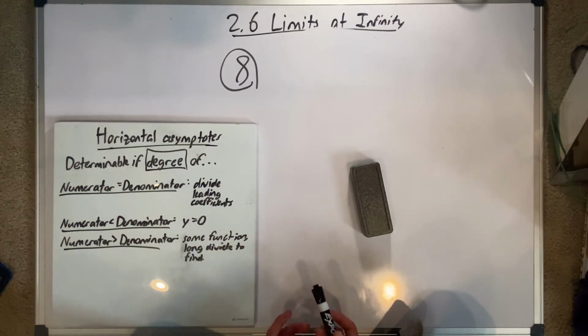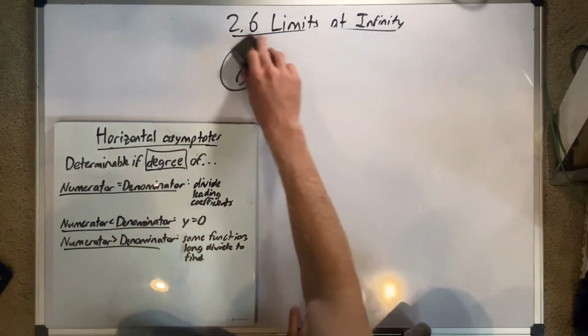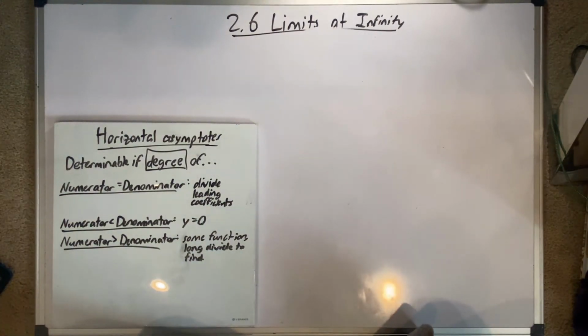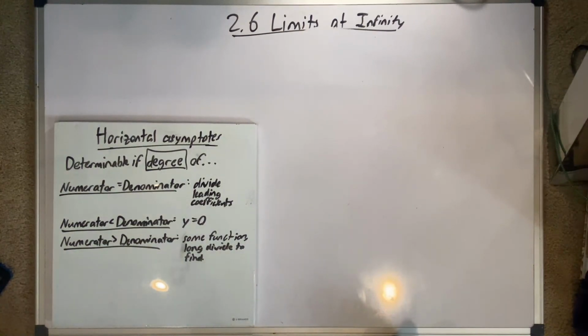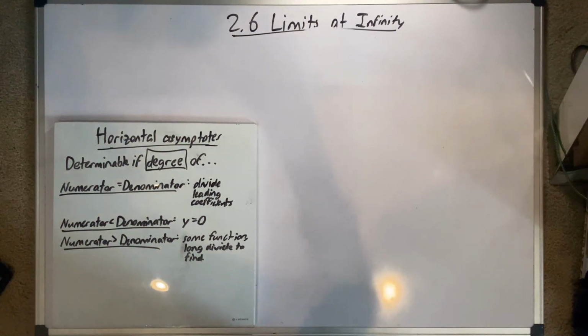You wouldn't be able to do that if they approach different numbers. You would just be able to say does not exist. But that's how cosine and sine work. So, okay. That is all the problems for 2.6. Okay, done.